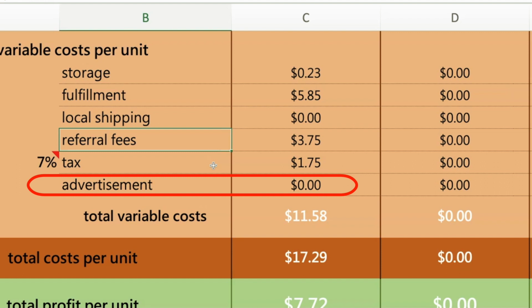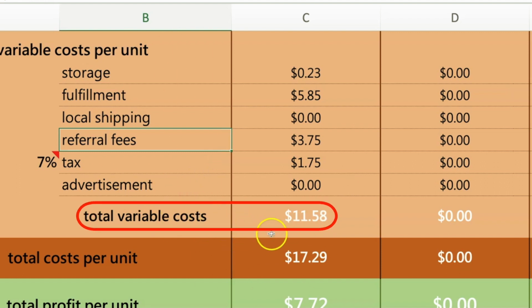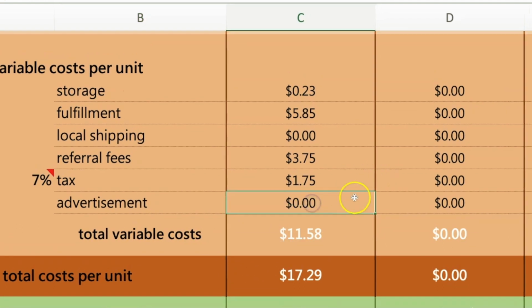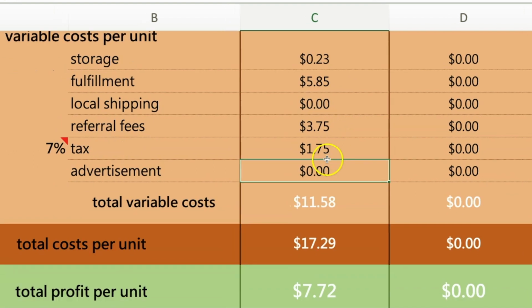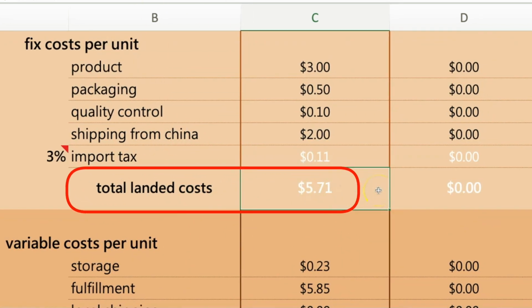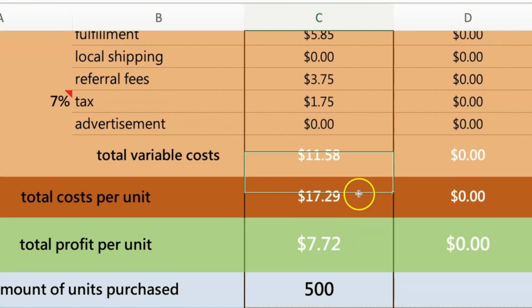These are pretty much all the costs, so you have a total of variable costs here of around $11. Let's say it's in Amazon, we have it sold, we don't have any advertisement fee, we have a little bit of tax, we have the referrals, we have fulfillment, we have storage. So the variable costs, every time you sell the product, are almost $12 here. The fixed cost here, the landed costs, are $5. Product, packaging, quality control, shipping. So actually we're ending up at a total cost per unit of $17.